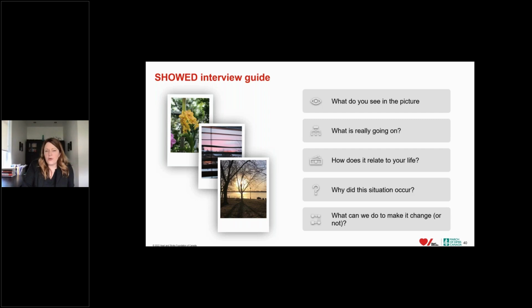So what do you see in the picture? What is really going on? How does it relate to your life or to your experience as a stroke survivor reintegrating the community? Why did this situation occur, and what can we do to make it change, or not, if it's a good thing that you want to reproduce? And you sit the policymakers or the decision makers in the room, and we all discuss all the pictures together. It lasts about 3 hours, but it was an amazing experience as a researcher, and I've had really good feedback from the policymakers and the participants as well.